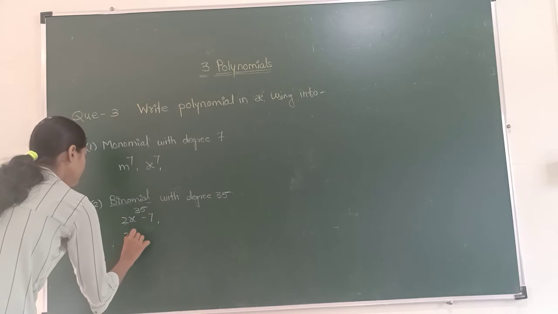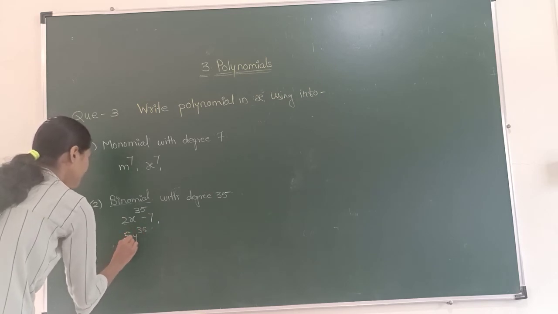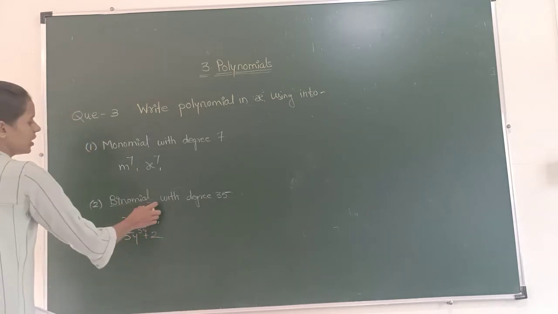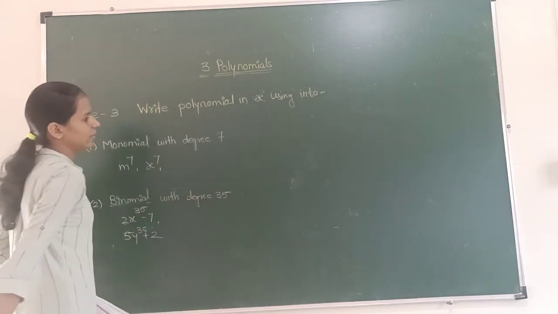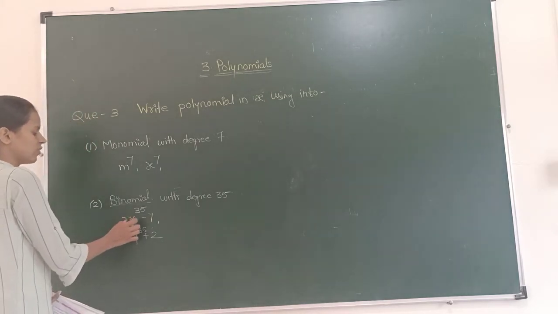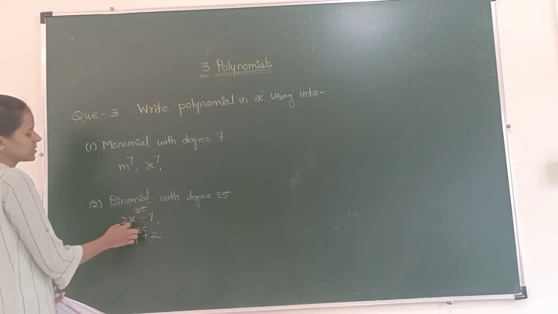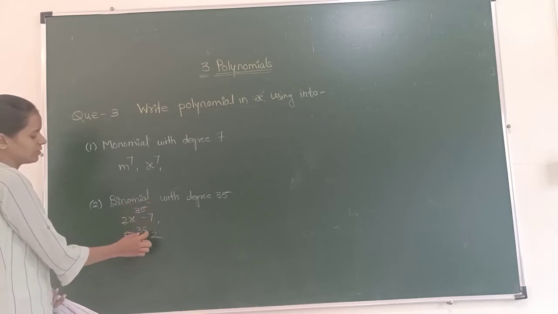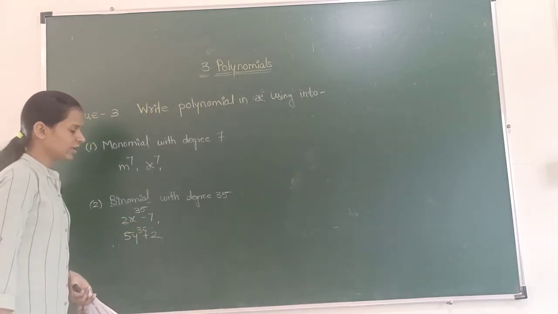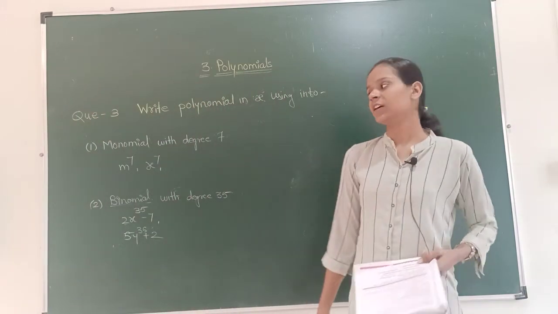You can write again 2y or 5y, you can write anything, 5y plus 2, okay? This is called a binomial with the degree 35. Binomial means what? There must be two terms, okay? There must be two terms and degree must be 35. So 2x minus 7 and 5y raised to 35 plus 2. These two are the examples for the binomial with degree 35.